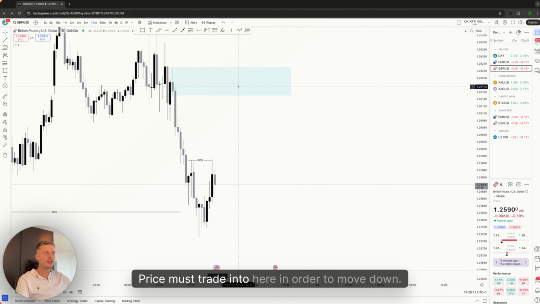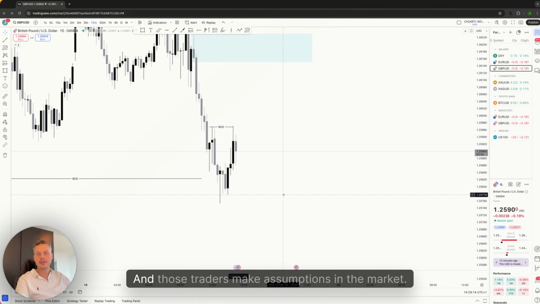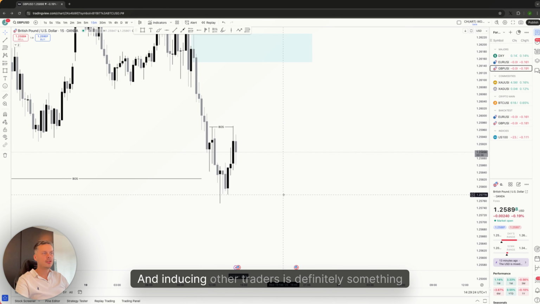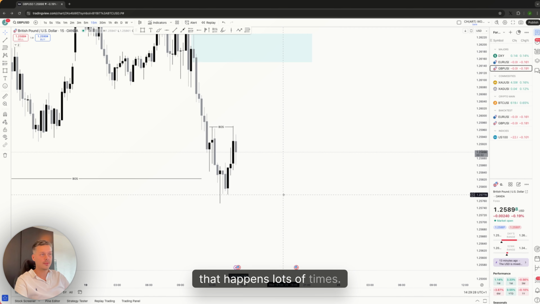Price must trade into here in order to move down. And those traders make assumptions in the market, and making assumptions in the market is just the wrong way to look at it. Anything can happen. And inducing other traders is definitely something that happens lots of times.